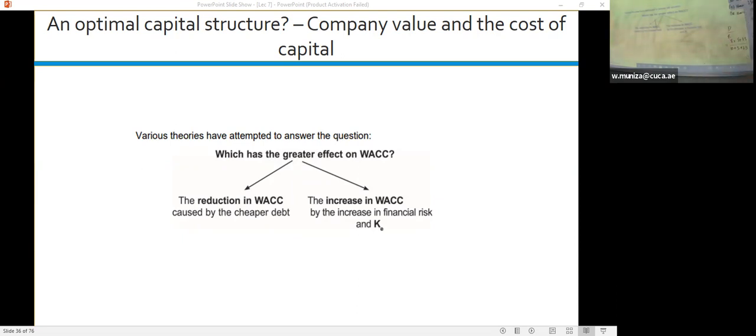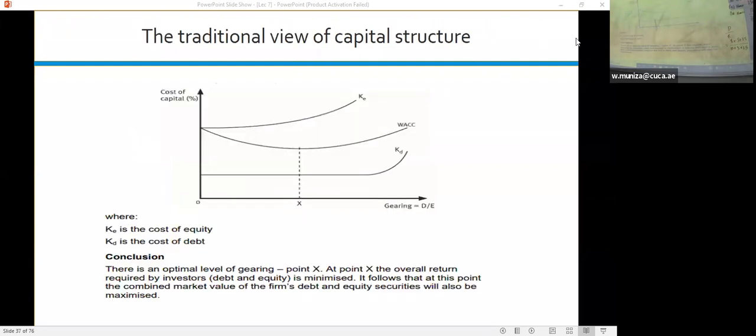So various theories have attempted to answer the question of what should be an optimal capital structure, which has the greater effect on WACC: the reduction in WACC caused by the cheaper debt, or the increase in WACC by the increase in the financial risk and cost of equity. So whether we have to increase the debt or reduce it, we have so many theories for this purpose. That is the traditional view of capital structure. This is the first theory which we are going to consider. This is the viewpoint about which I was telling you, that when we increase the gearing in the company, the weighted average cost of capital is going to reduce up to a certain extent.